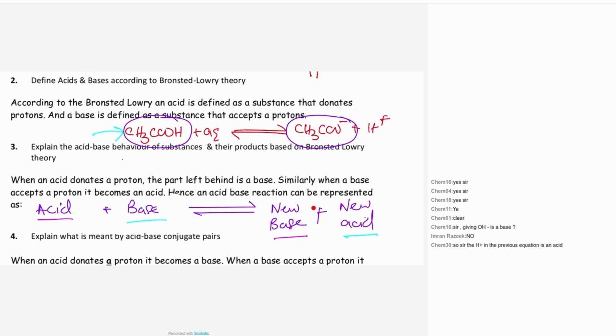We don't define the base as a hydroxide ion giver. The one which gives hydroxide ions is not a base, we can call it an alkali. That is a much better word. For example, sodium hydroxide is an alkali. It gives OH minus ions, right? I hope you know the difference between a base and an alkali. This is done in grade 9, right?